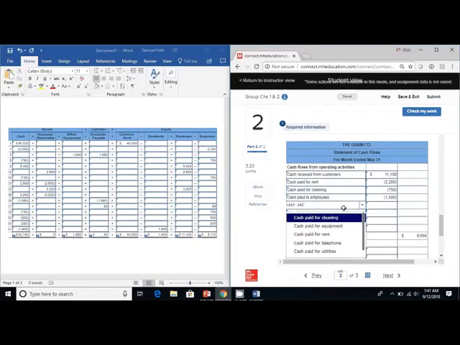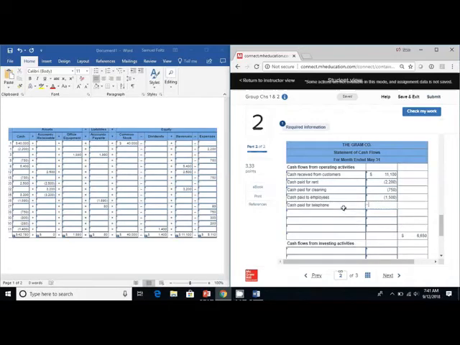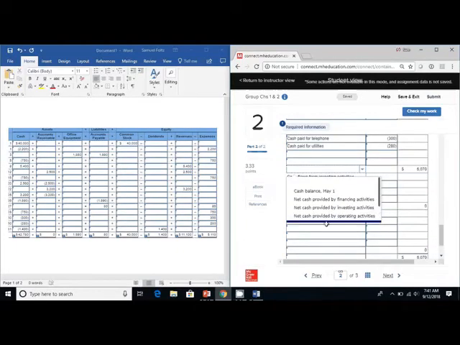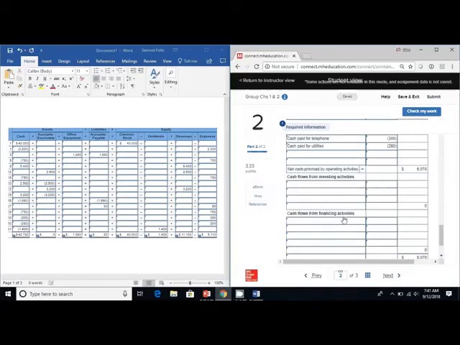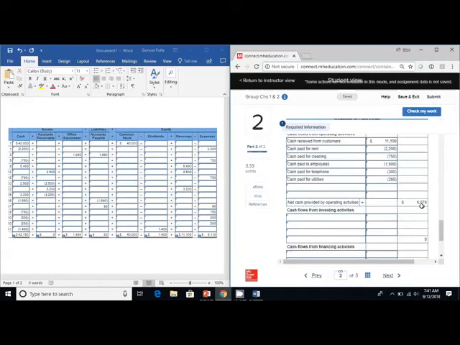Cash paid for telephone was $300, and then the cash paid for utilities was the $280. Okay, so now, and that's it. I don't have any more expenses. I don't have any more revenues to deal with in operating activities. I have a positive number. That means that the cash received from customers, or the cash inflows, was bigger than the cash outflows, and that tells me that I have net cash provided by operating activities, a positive number.